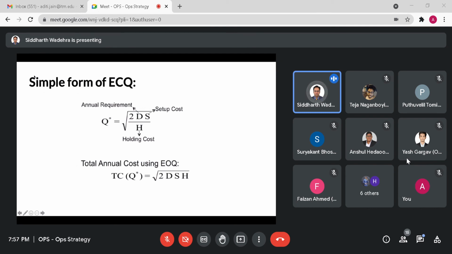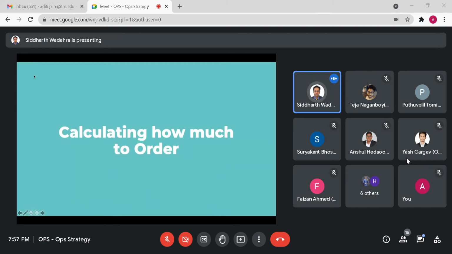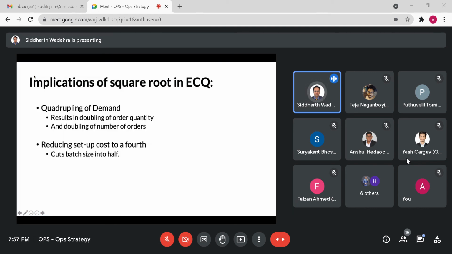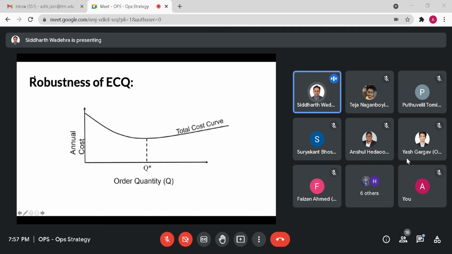The total annual cost, including EOQ, the total cost of Q star would be the square root of 2DSH. And we will look at some of the implications in terms of the square root and why this is important in terms of determining how much of demand is going to be affected when you order.